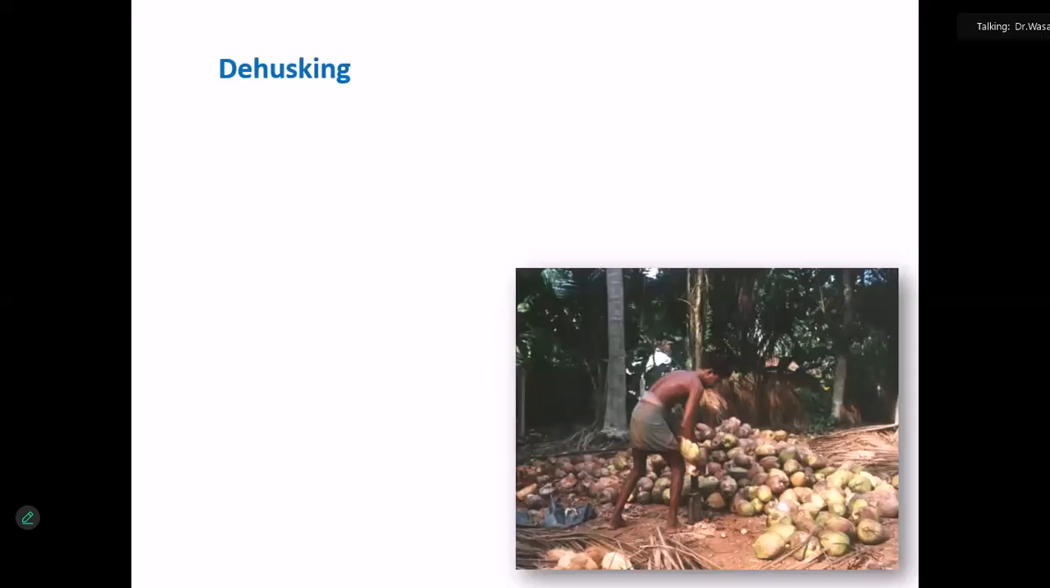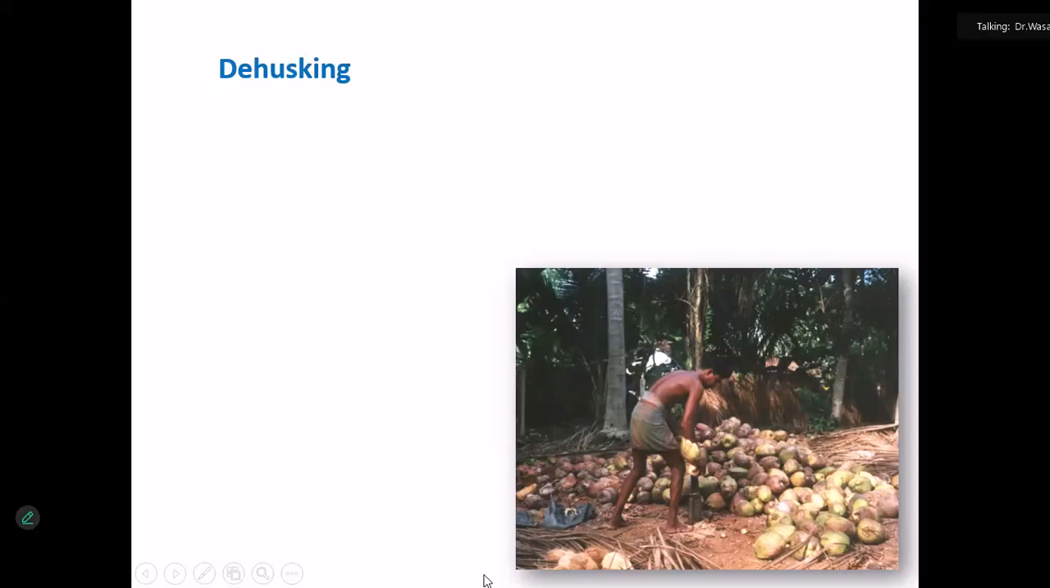In the case of a chicken, defeathering means removal of feathers. With a small chick, if you say debeaking, the beak is removed, the beak is cut. So now you know what de is. De means removal. Now you can see this person is removing the coconut husk.